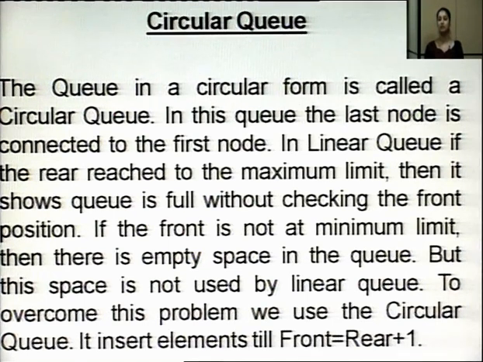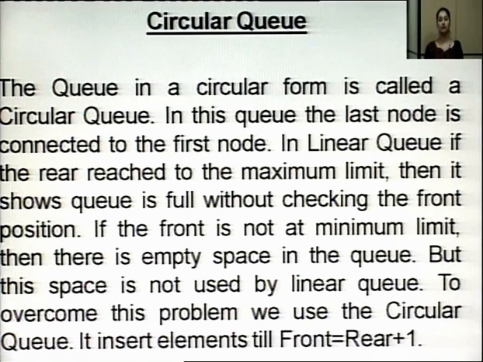There are some vacant spaces at the front side, because in the linear queue we are not checking the front, we are just checking the last element, and we can't go back to the front. That is the limitation of this queue. To overcome that limitation, we use a circular queue.